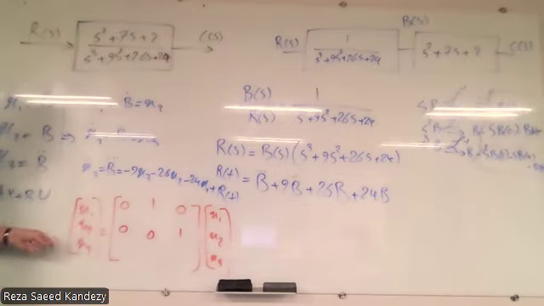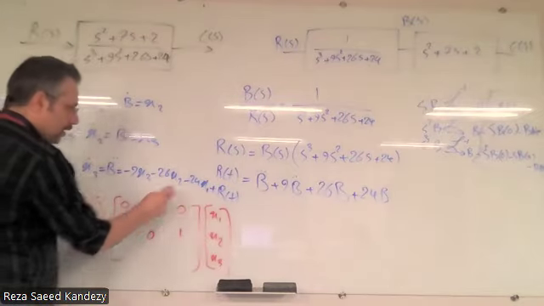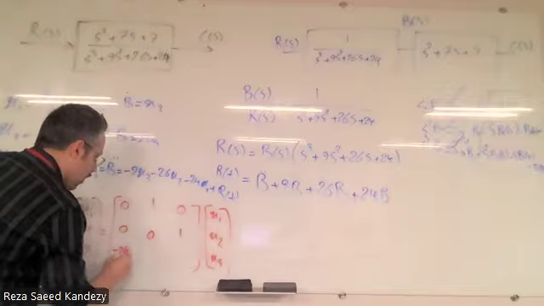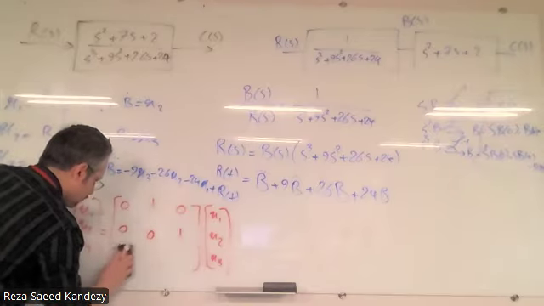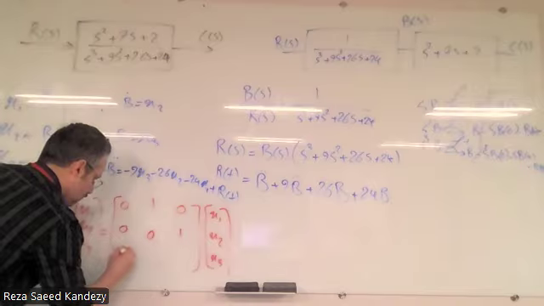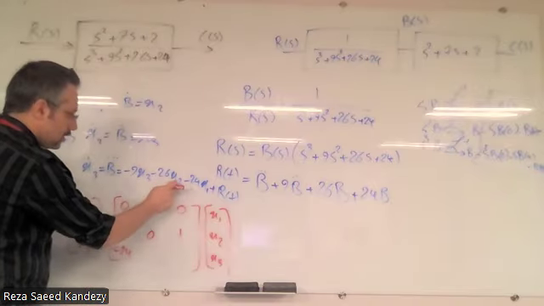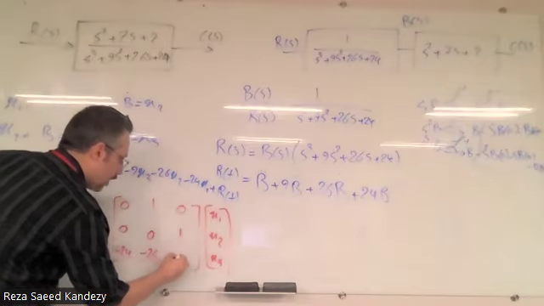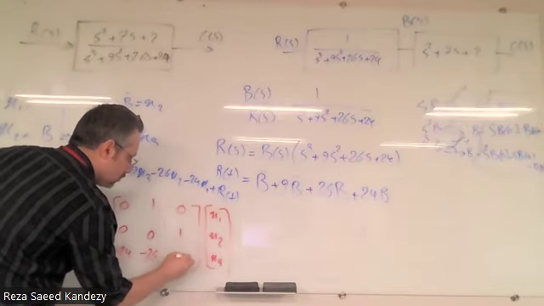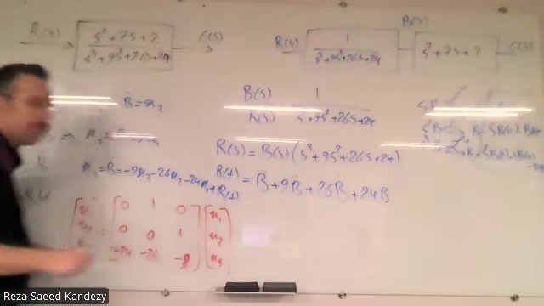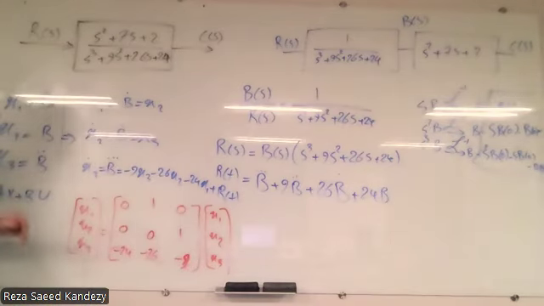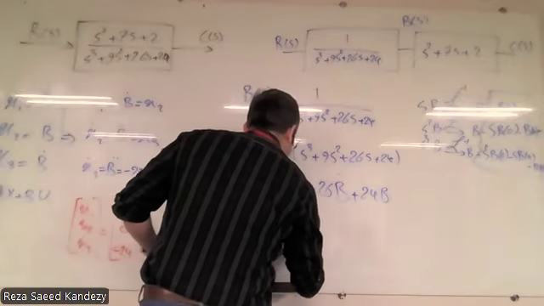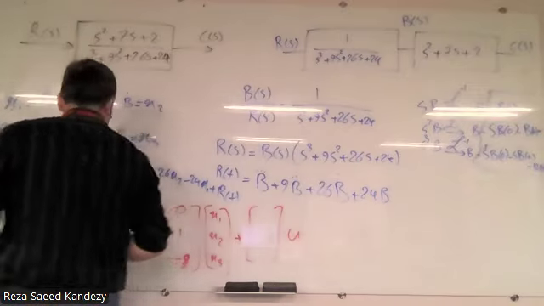In the same way, we can develop the second row of the A matrix for x2 dot. Now x3 dot, we have minus 24 times x1, minus 26 times x2, and minus 9 times x3. But that's not it. We want B u, so we have another vector times our input.